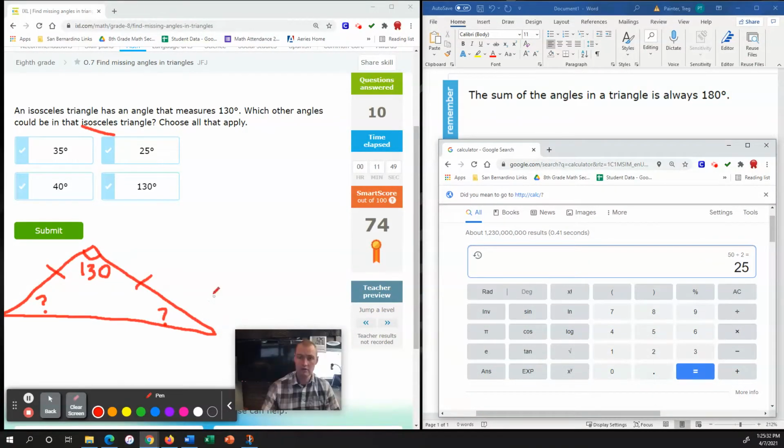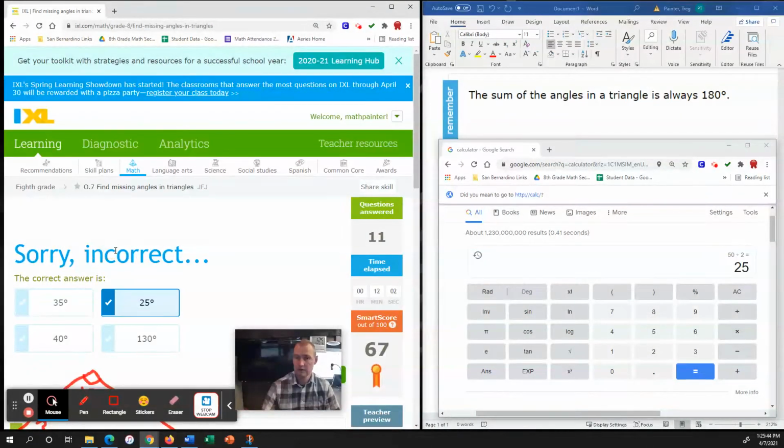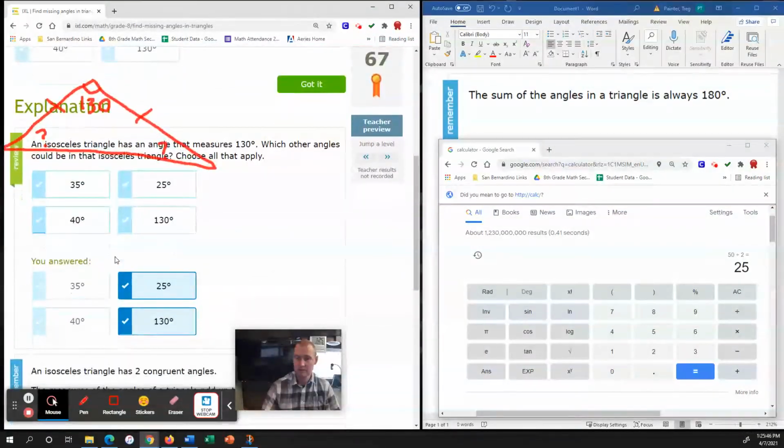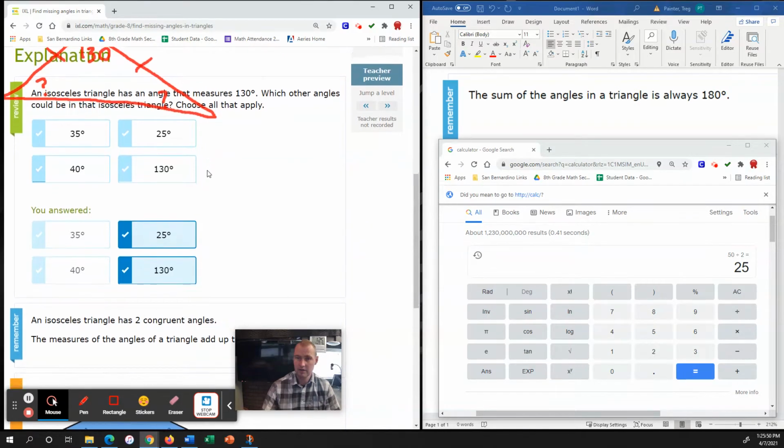So in this particular triangle, the only single case that can occur is 25 degrees and the 130 degrees they gave us. There's no other way these can occur. So we're going to go ahead and give that a try. And where do we mess up? 25 and 130, choose all that apply.